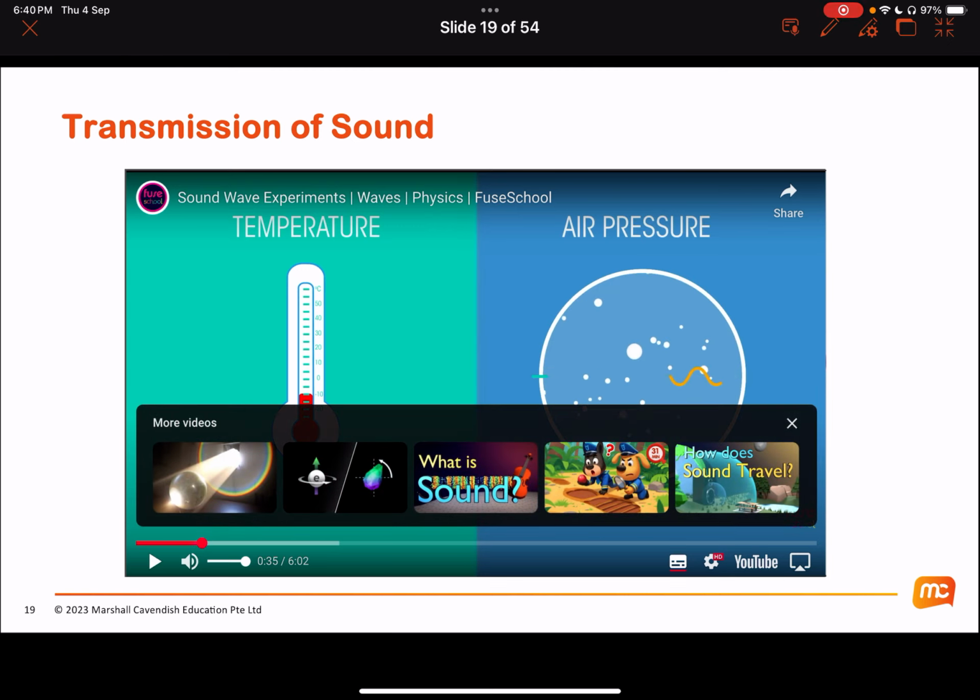Why? You can think about this yourself. Again, if the mechanism of sound wave is through the collision of particles, at higher or lower temperature, how would that affect the collision? At different air pressure, how will it affect the collision?